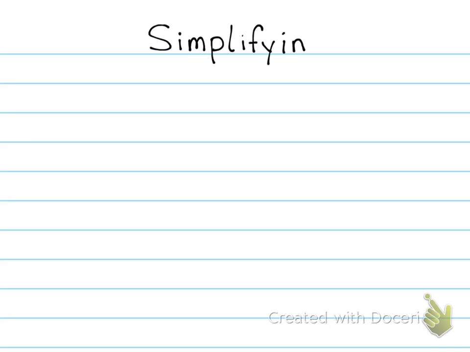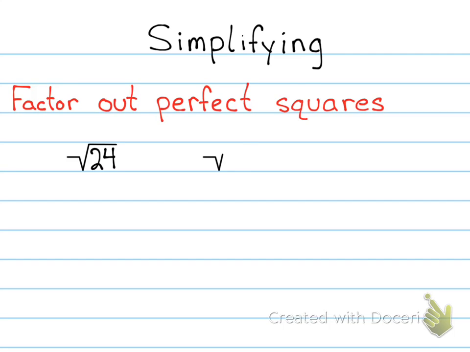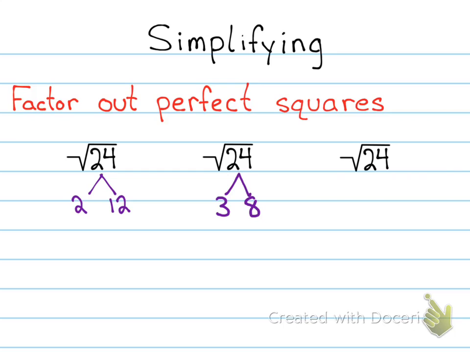So when we talk about simplifying square roots, what we're trying to do is factor out any perfect squares that we possibly can. So let's start with a really basic one. We've got the square root of 24. Now this is not a perfect square, but we're going to try and break this up into factors of perfect squares. There's a couple of different ways we could make 24. We could do 2 times 12. I don't see any perfect squares there. We could break it up into 3 times 8. Again, I don't see any perfect squares standing out to me yet. Or we could do 4 times 6.